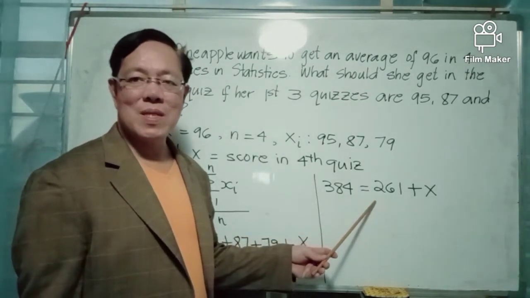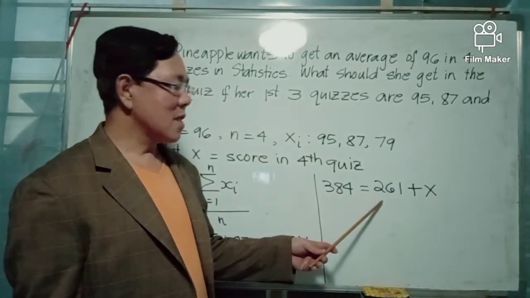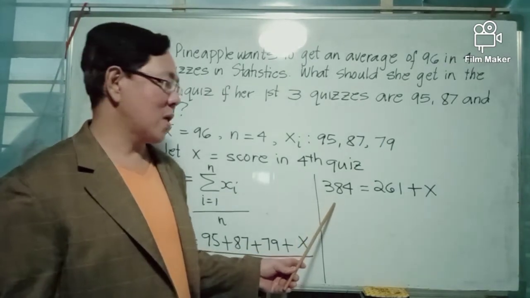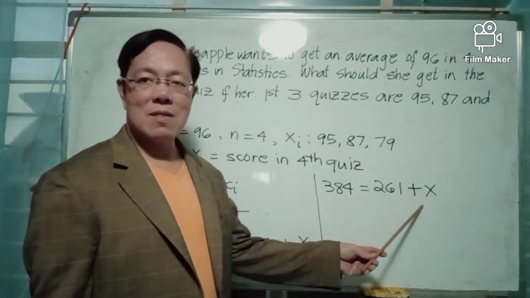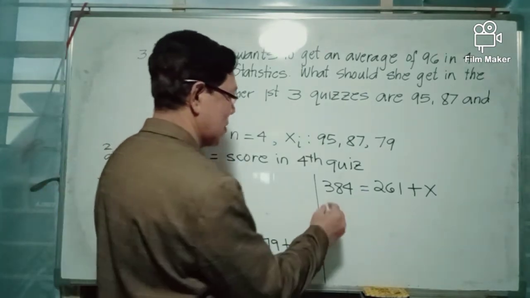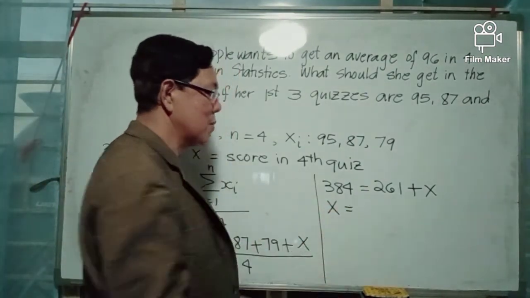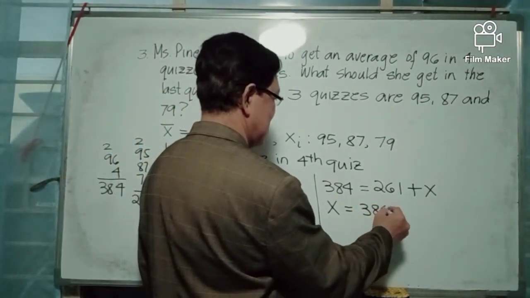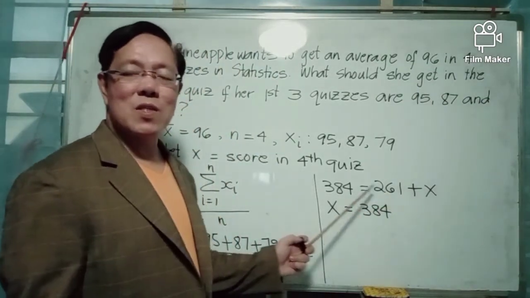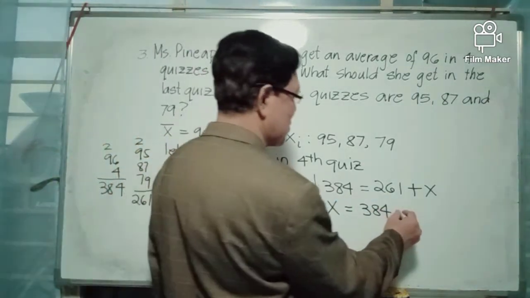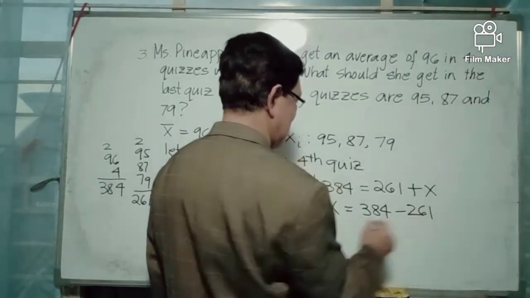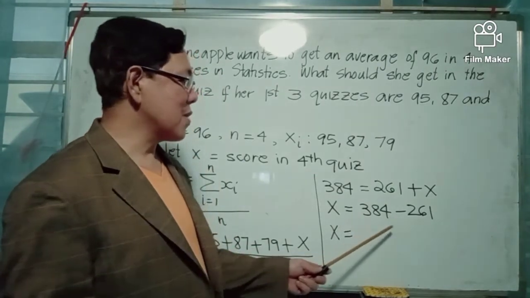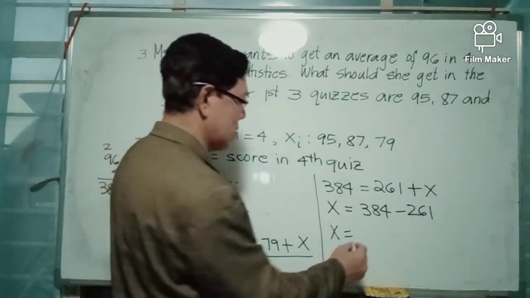And when we transpose, we take the opposite sign of the term. This positive 261, we transpose to the left. It becomes negative 261. And what is left at the right hand side will be x. X now is equal to 384. We transpose 261 to the left side, we get negative 261. And subtracting 261 from 384, we get 123.